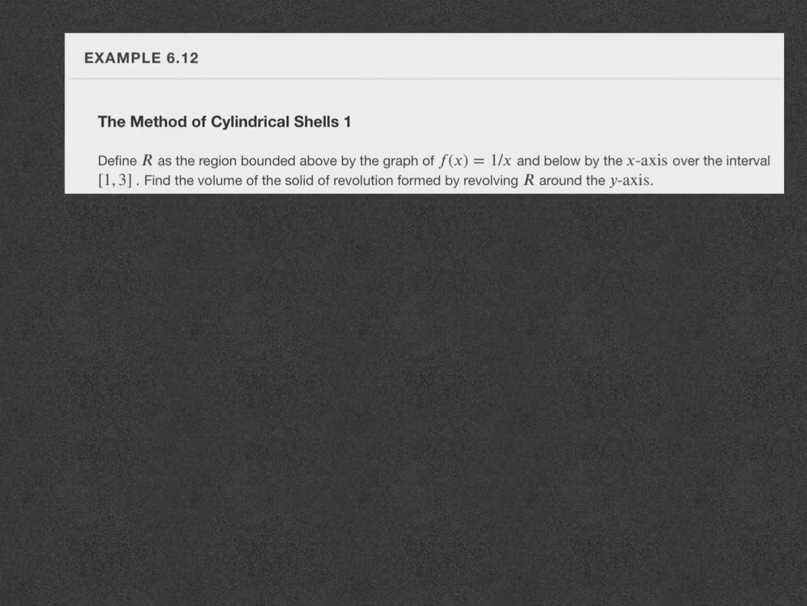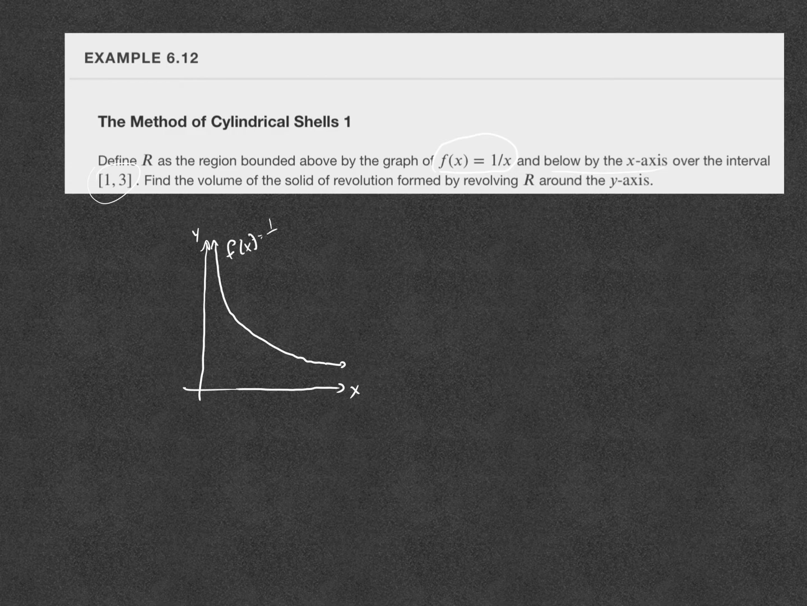Let's take a look at the first example here. We have the region R bounded above by the graph of f of x equals 1 over x and below by the x-axis. And then they give me the interval also from 1 to 3. So what that means, this graph, I know we're looking just at the first quadrant, and f of x equals 1 over x does this in quadrant 1. So there's my x-axis, there's my y-axis, this is my function, f of x equals 1 over x. So it's bounded above by the curve there, and below by the x-axis over the interval from 1 to 3.